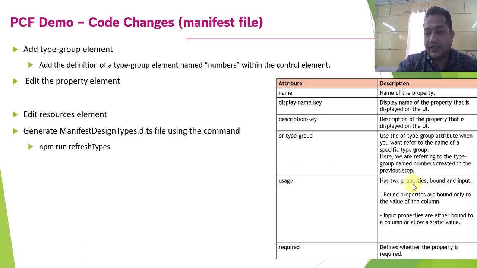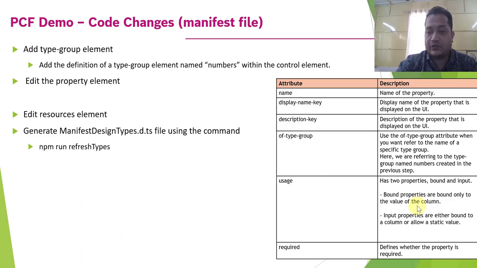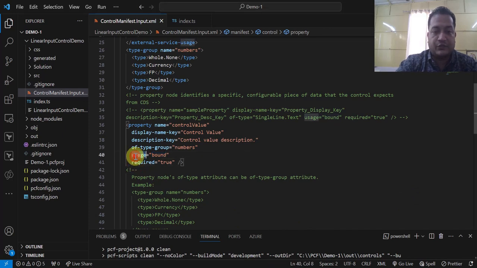Next is usage. You can give two values to this usage attribute: one is bound, another is input. Bound means it is only bound to the value of one particular column. But if you specify usage equal to input, then input properties are either bound to a column or they can also contain static values. So please remember, usage can have two values, either bound or input.